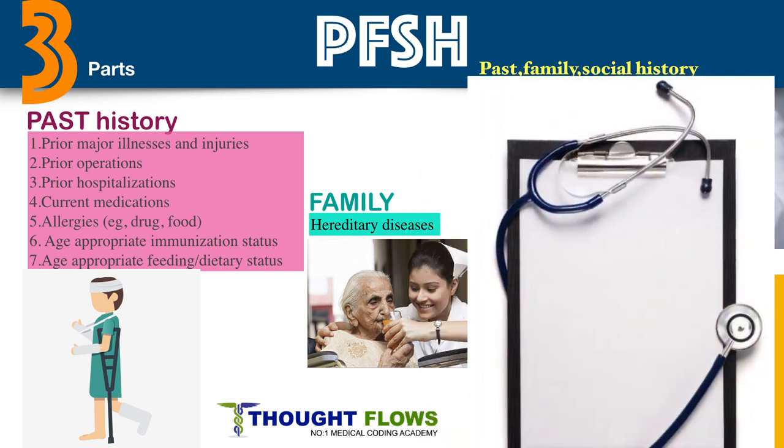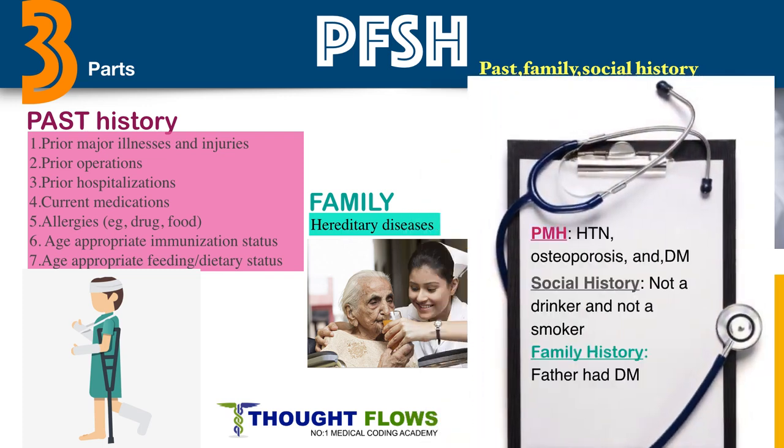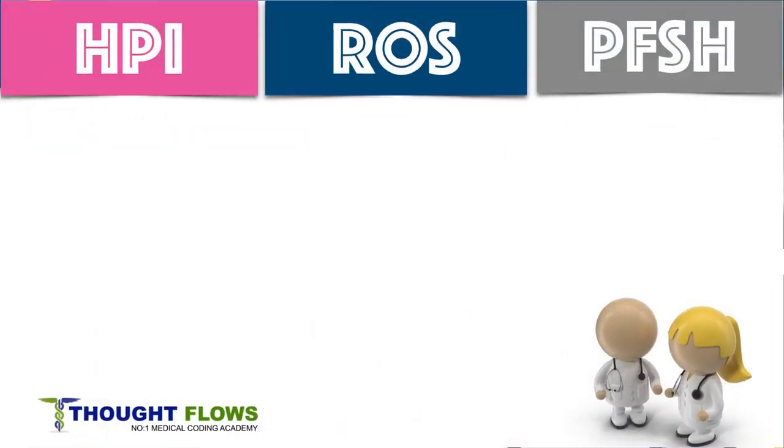So I check all these 3. Now we'll see in the scenario. In this document, the doctor mentioned past medical history as hypertension, osteoporosis and diabetes mellitus. And coming to social history, he is not a smoker and not a drinker. And coming to family history, his father had diabetes mellitus. Likewise, we have checked for the past, family and social history.